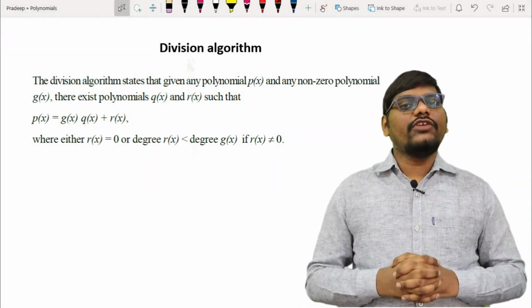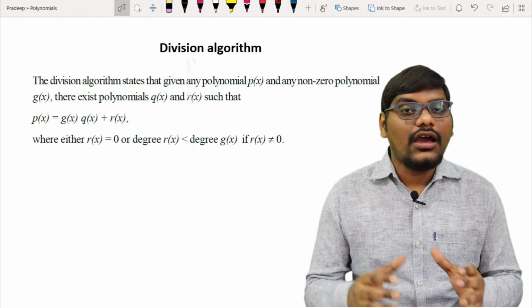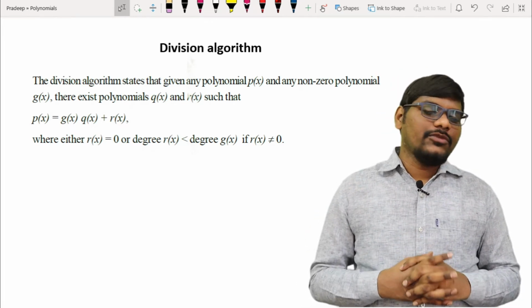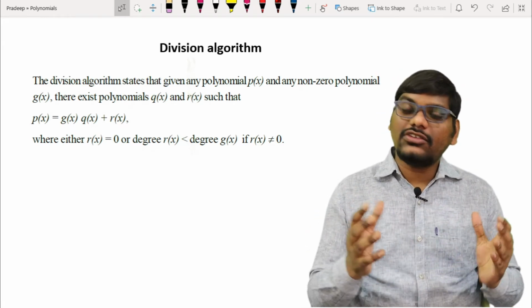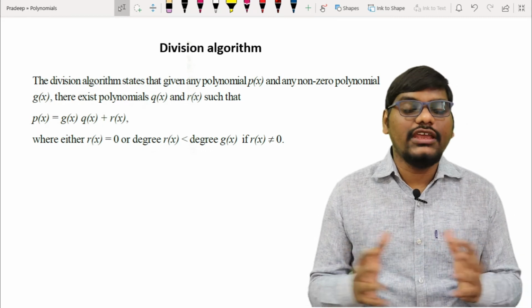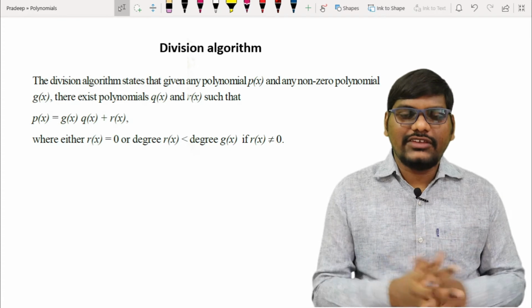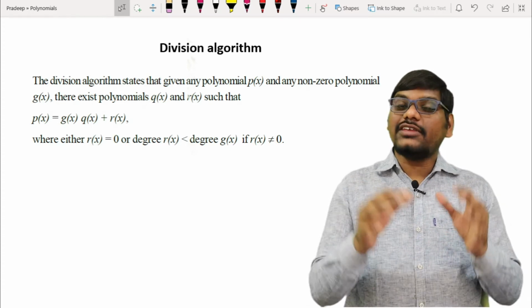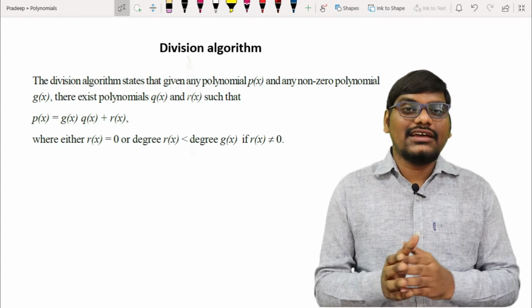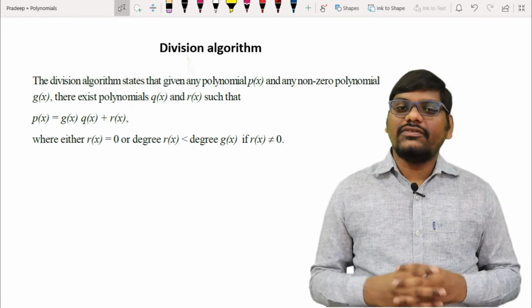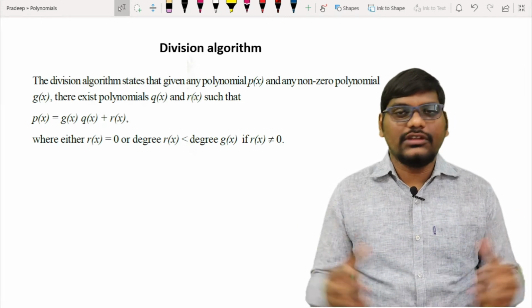I'm Pradeep. Today we are going to see exercise 4 of polynomials of class 10. We have already solved exercises 1, 2, and 3, which I'll give you in the description, you can go through them. Now we'll see exercise 4. In this exercise 4 particularly there is the division algorithm, so we'll discuss that briefly and then we'll go for the problems.